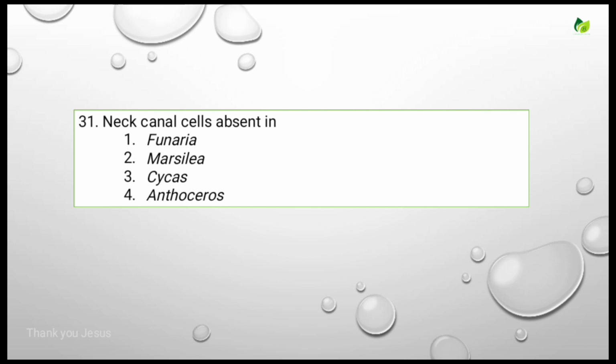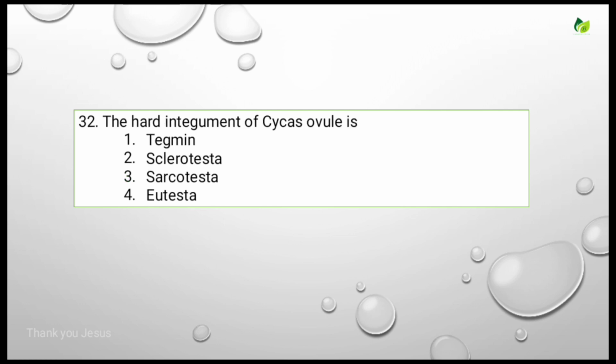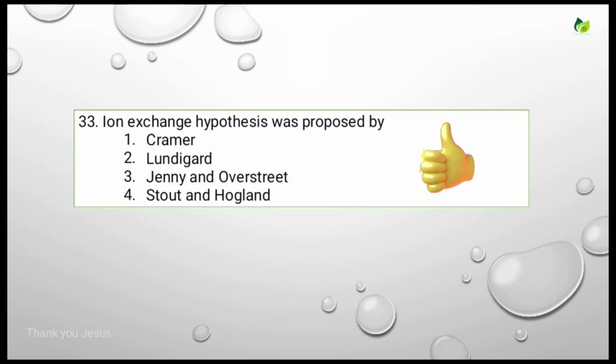Neck canal cells are absent in. Options are Funaria, Marsilea, Cycas, and Anthoceros. The correct answer is Cycas. Let's see the next question. The hard integument of the Cycas ovule is. Options are Tegmen, Sclerotesta, Sarcotesta, Testa. The correct answer is Sclerotesta. Let's see the next question.